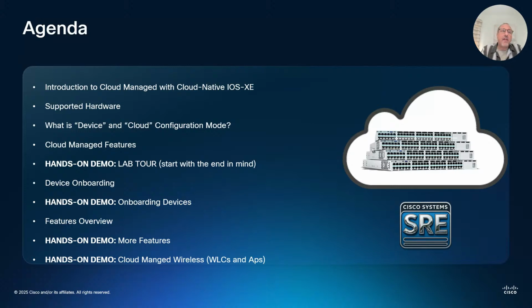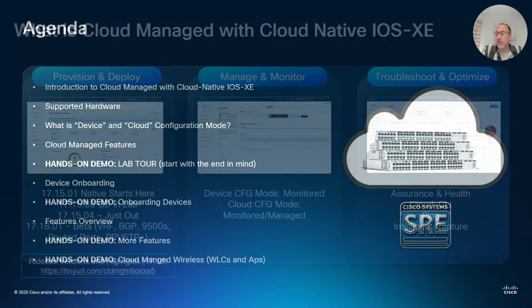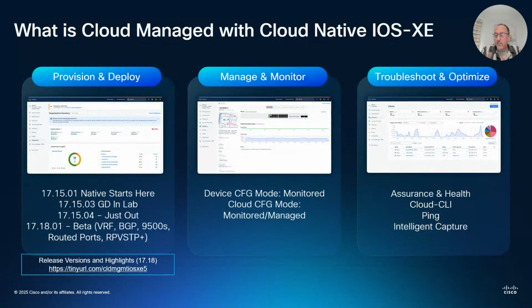And then at the very end, I'm going to show you that we can take a WLC, a wireless LAN controller, and onboard that into the dashboard and be able to see our wireless controller, our access points, and the clients that are attached to the access points. We can monitor those in the dashboard. So it's actually really cool. With that being said, let's move on and jump into the meat and potatoes of this.